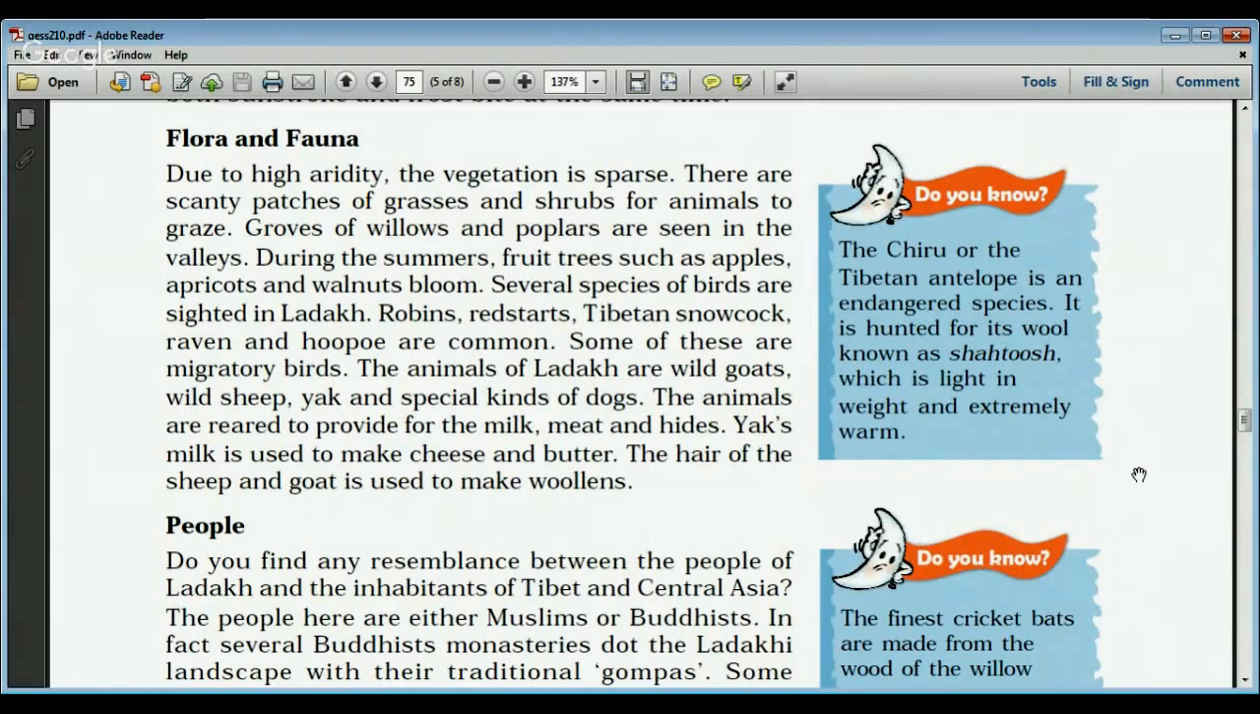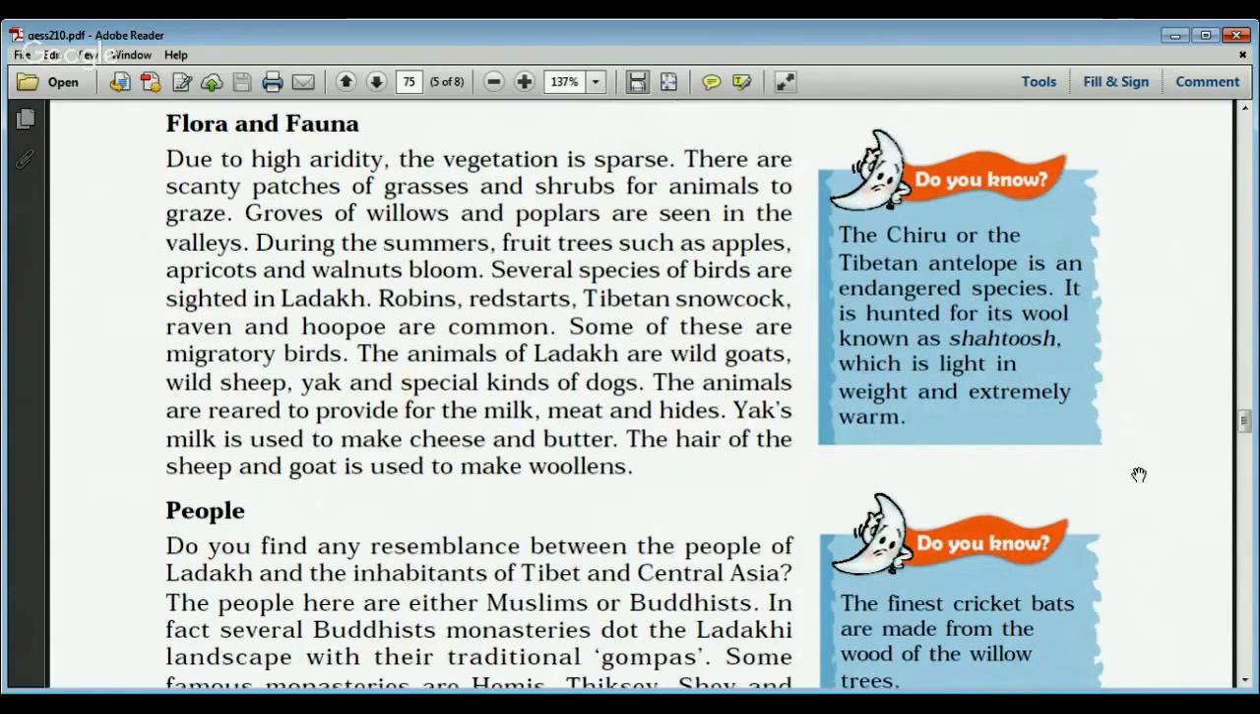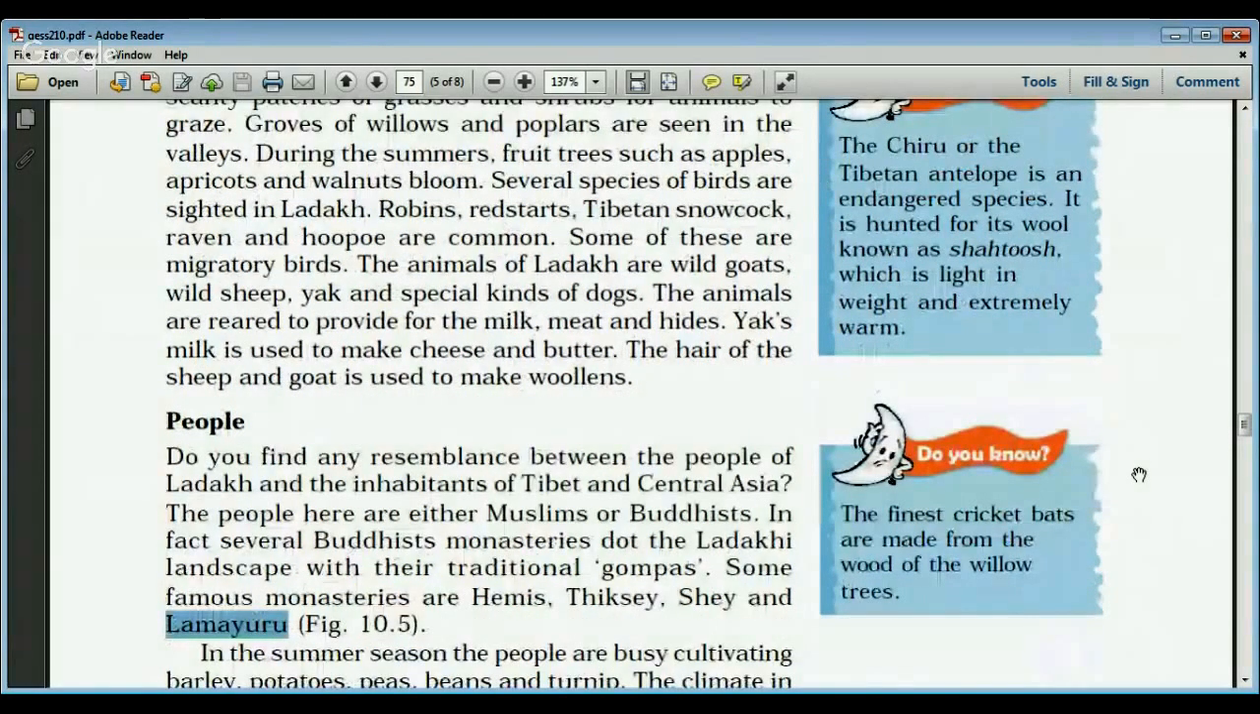And this is the fact that the chiru or the Tibetan antelope is an endangered species. Tibetan antelope is also known as chiru, and it is hunted for its wool, which is known as shahtoosh. And this wool is very light in weight and extremely warm, and that is why these species are getting killed and hunted, and they have reached the stage of endangered. Now, this is another fact that the finest cricket bats are made from the wood of willow trees. See, two types of trees, that is willow and poplars, are found in the Ladakh region.